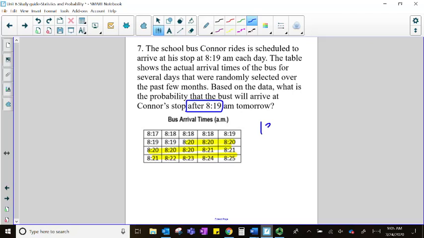There are 13 times that it arrived after 8:19, and there were a total of 20 given to us in our chart, and that doesn't reduce, so you're done. 13 out of 20.